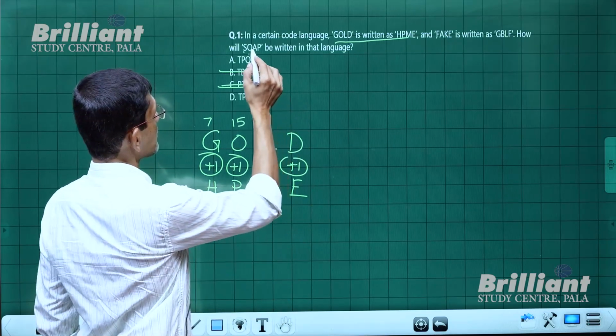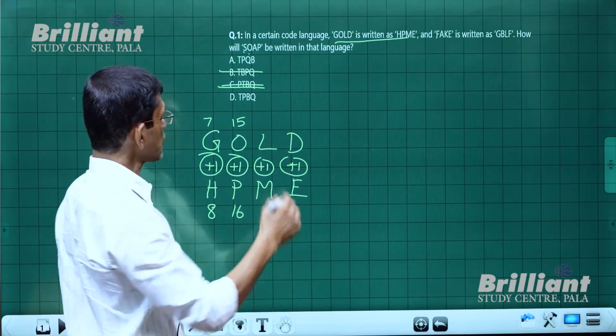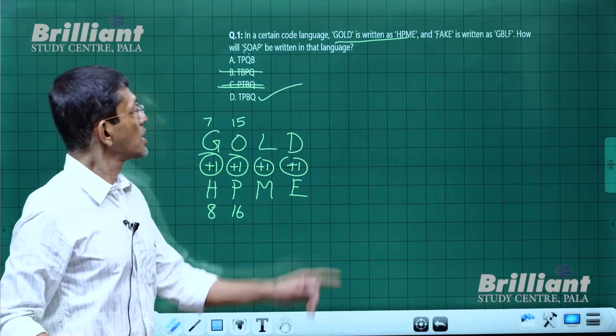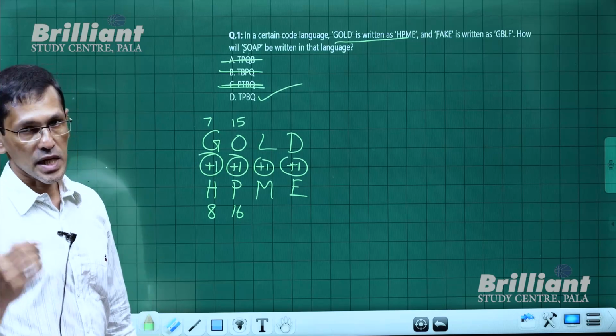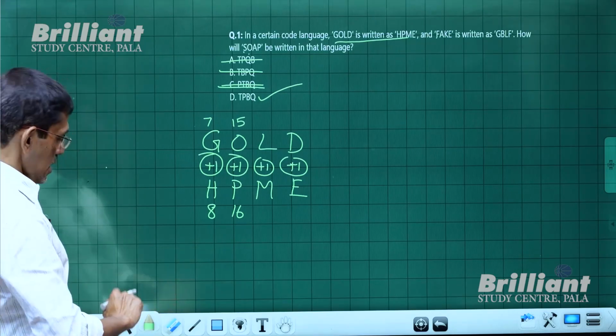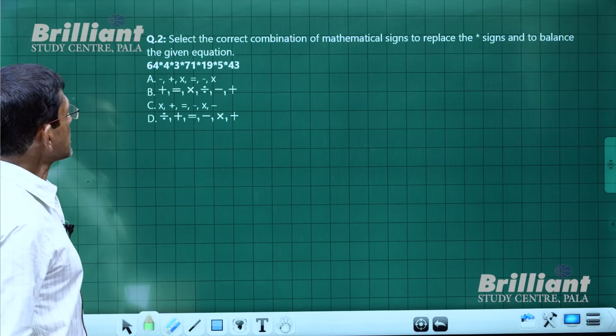Next one, what do you have? A. A must be coded as B. So the answer is TPBQ. This one is TPQB, so that's not correct. So answer choice D. All right, let's look at the next question.